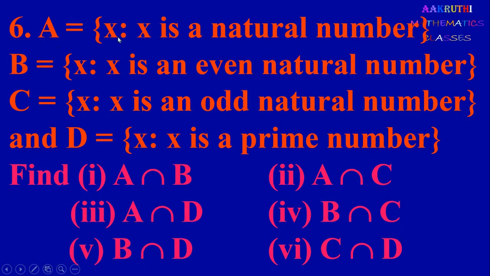Next question, A equal to set of all x such that x is a natural number and B equal to set of all x such that x is an even natural number and C equal to set of all x such that x is an odd natural number and D equal to set of all x such that x is a prime number. Again you have to find all this, that is A intersection B, A intersection C, A intersection D, B intersection C, B intersection D, C intersection D. Now here all these sets are given, you have to find all this.